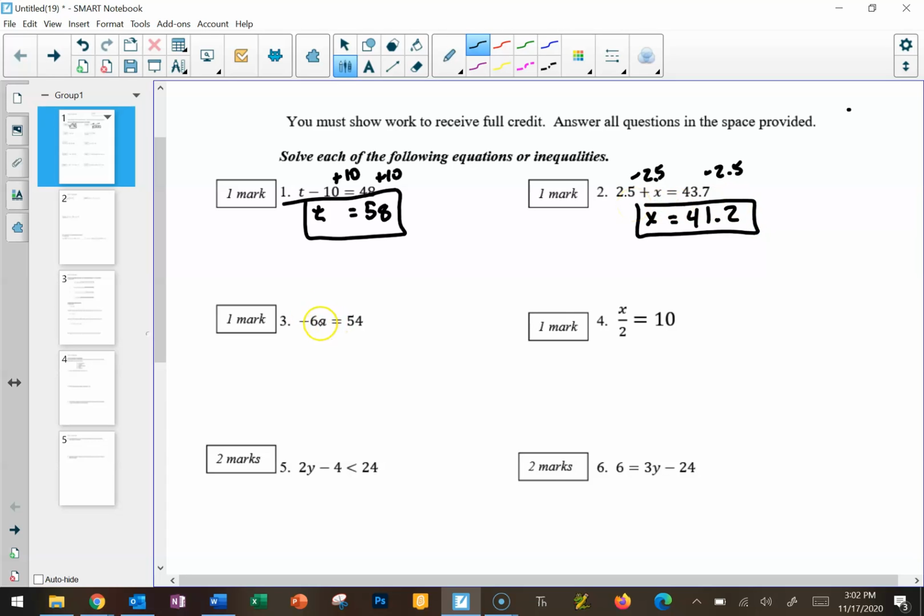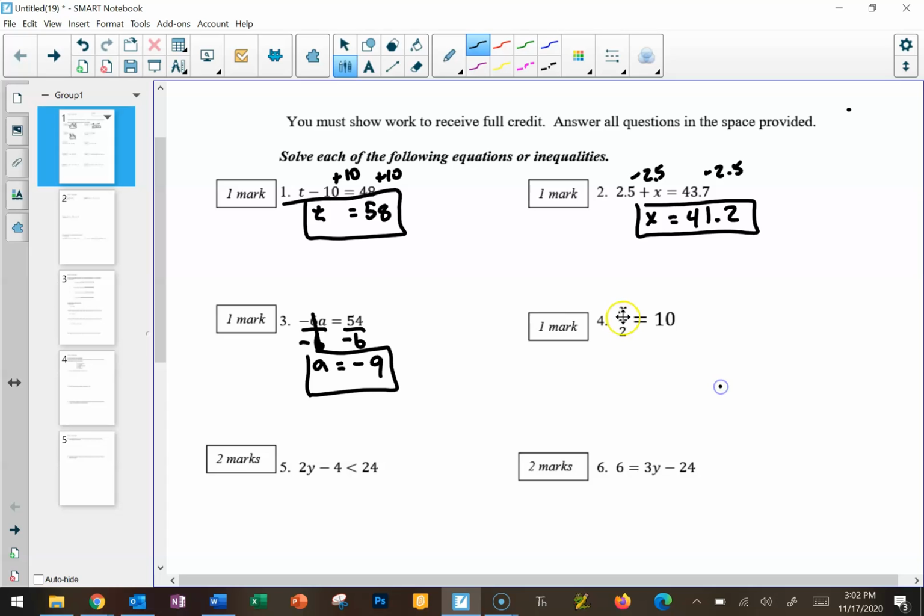Number 3, now we've got 6a, so we've got a coefficient in front of the variable, and it's a negative coefficient. If we're solving for a, we need to solve for a, not for negative 6a. Negative 6a is multiplication, so we do the inverse, which is division, to get rid of that negative 6. So negative 6 divided by negative 6 just cancels to 1, which means we're left with a on one side, and then 54 divided by negative 6 should be negative 9 on the other.